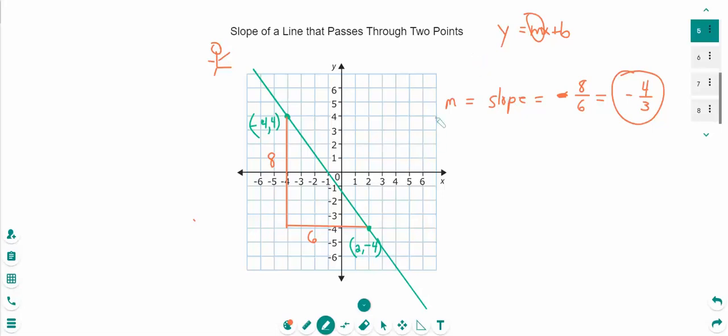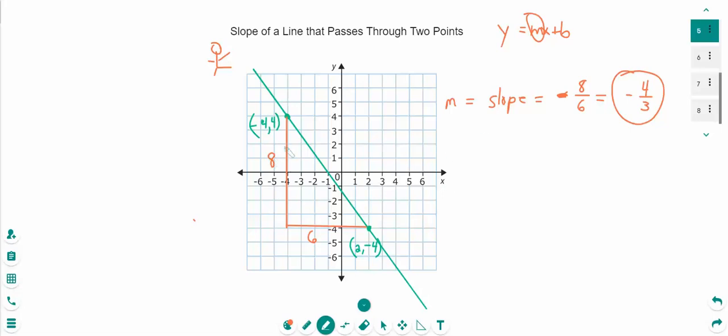However, there's actually a nice little formula that we can use to find the slope when we've been given 2 points. All right? And the beauty of this is if we've been given 2 points, we don't even need to graph it. We can just use a formula to get to the slope without doing any graphing. It's pretty cool. All right, so how could we do it? Well, let's think about what's going on here.